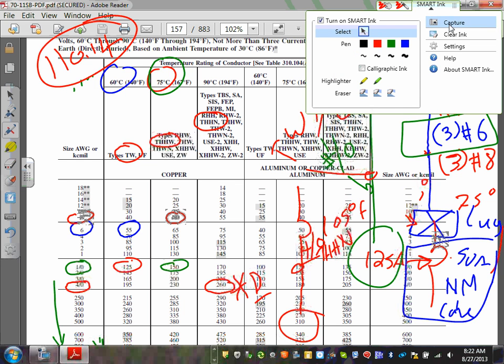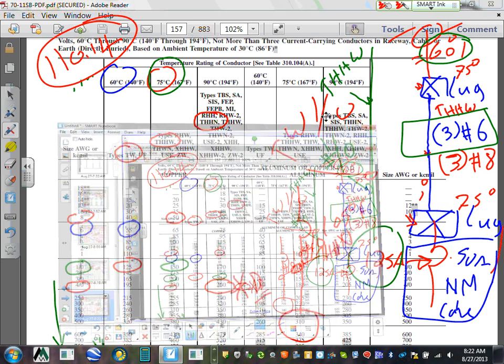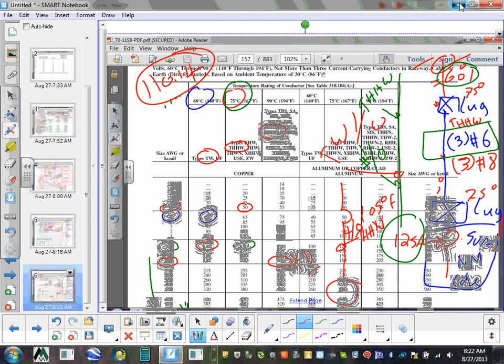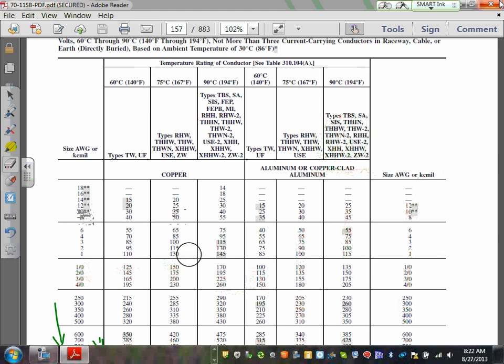So that's a few rules. Before that, let's talk a little bit about the small conductor rule. There are small conductor rules you must understand, no matter what you do. The small conductor rules, guys, are right in here. I've highlighted it for you. Can you guys see that?